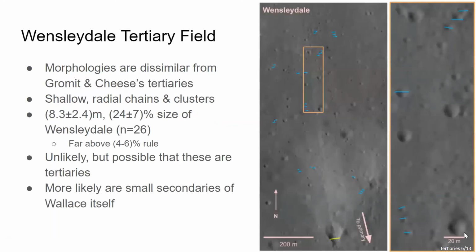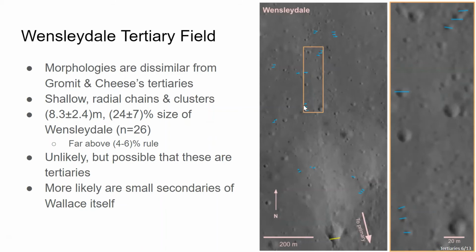All right, now let's talk about Wensleydale. This is the bad one of the bunch. So here's Wensleydale right here, and all these blue dots are potential tertiaries. I've zoomed in on some of them here. The morphologies are dissimilar from Gromit and Cheese's tertiaries. They just don't look the same.